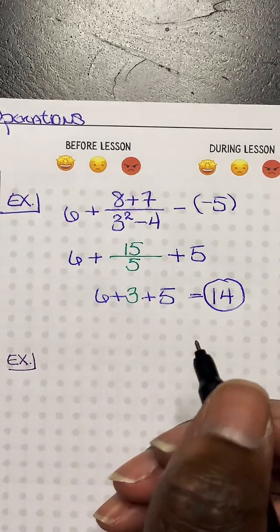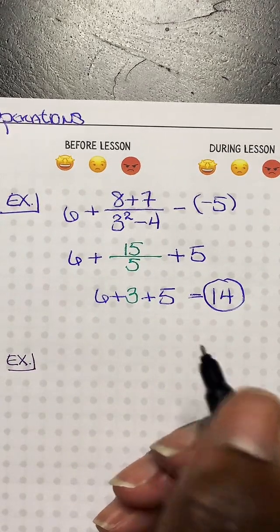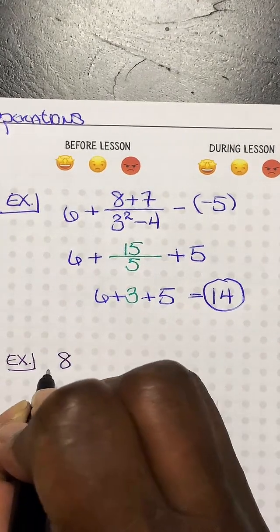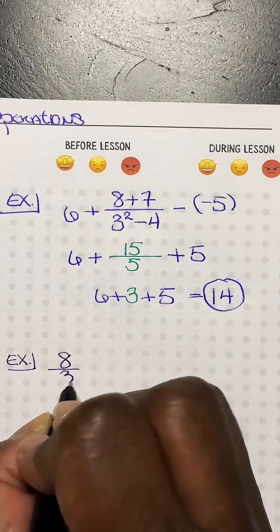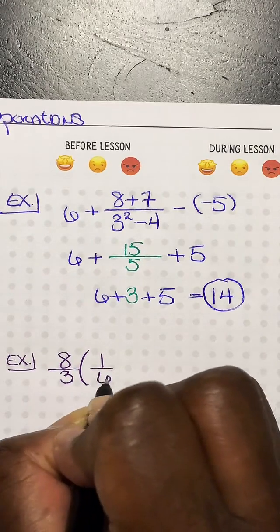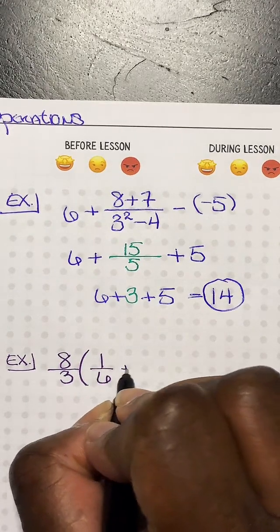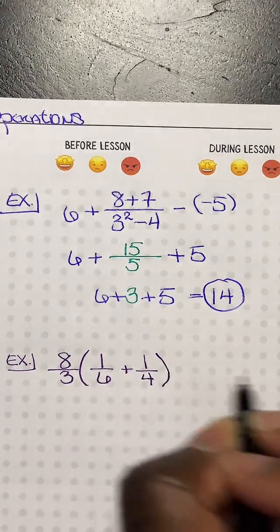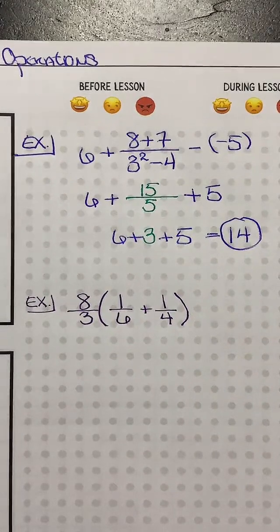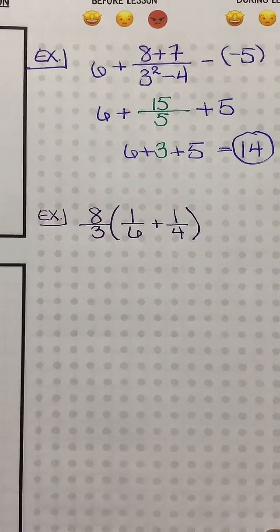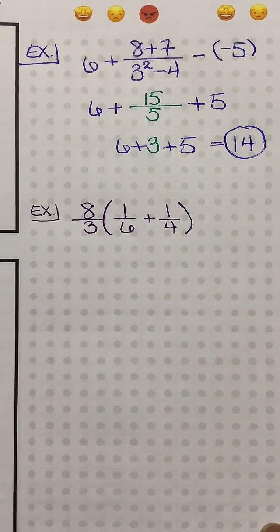If we have fractions. All right, so let's start off slow with fractions. We can't escape it. So 8/3 times 1/6 plus 1/4. You're like, oh no. Yes. Okay, we're going to keep it simple for the order of operations, but we really need to understand the fractions.